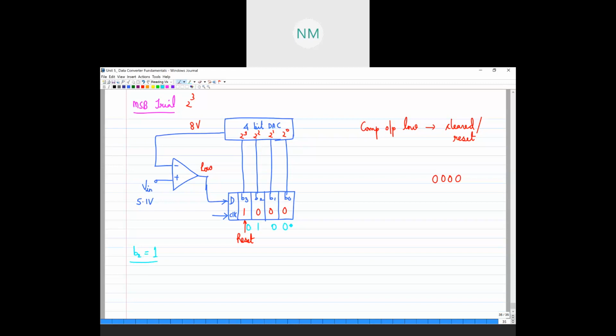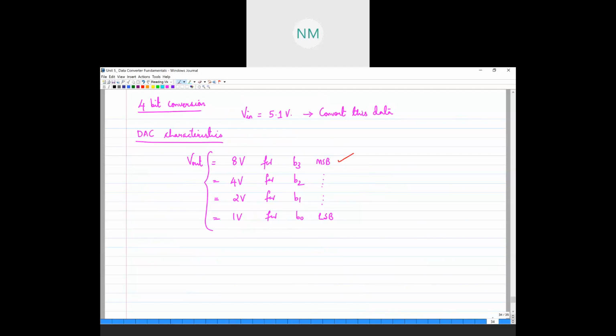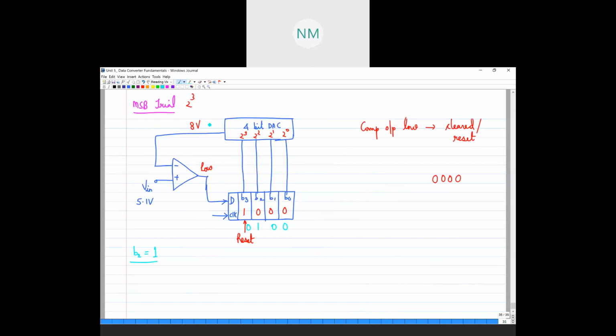So when it is 0 1 0 0, what will be the DAC output? Let me look at the DAC characteristics. When your B2 bit is 1, your output is actually 4. That means this will produce 4 volt here. Now 4 volt is compared with 5.1, and the output will be high, because 5.1 is greater than 4. Once your output is high, this bit has to be retained. This happens during your second clock cycle.